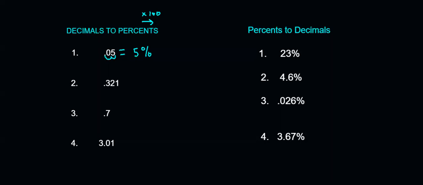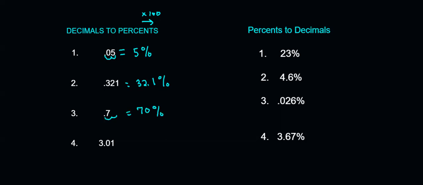So 0.321, move the decimal two places to the right, which is 32.1%. The next one, multiply by 100 or move your decimal two places to the right. 1, 2, that will give you 70%.